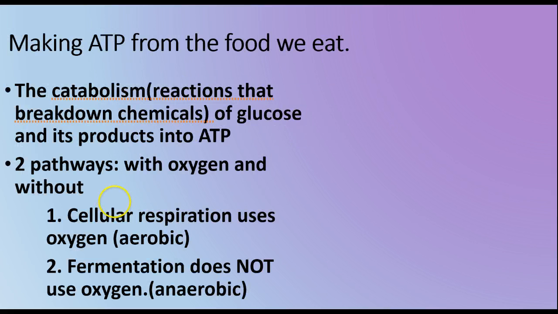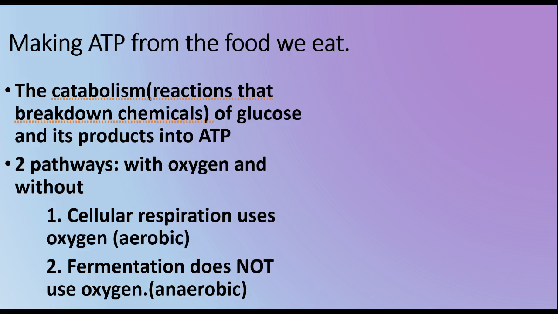Okay, cellular respiration is the catabolism of glucose into ATP. Catabolism is simply any chemical reaction that breaks down things. This happens either with oxygen or without oxygen, depending on which kind of organism you're talking about. And some organisms like us, we do both, with oxygen and without.